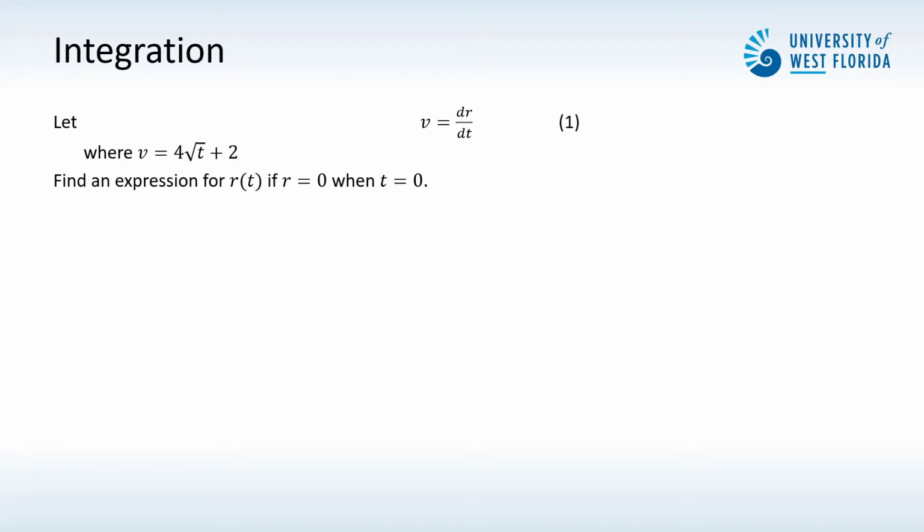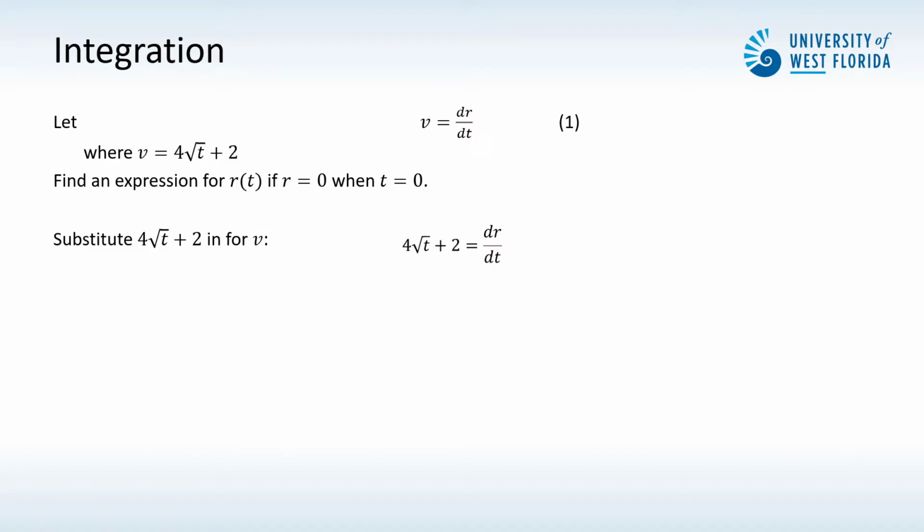We'll do quite a bit of integration in this class, and the particular process we'll use may be a bit unfamiliar to you. So let me do an example to get you started. Let's let v equal dr dt, where v is 4 square root of t plus 2. We're asked to find an expression for r of t if r equals 0 when t equals 0.